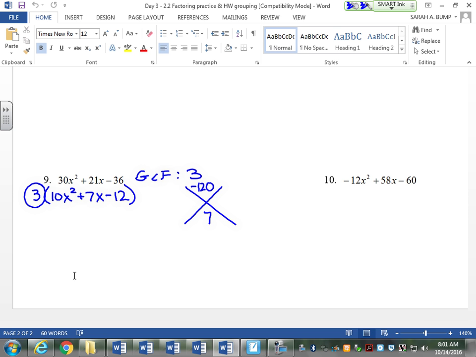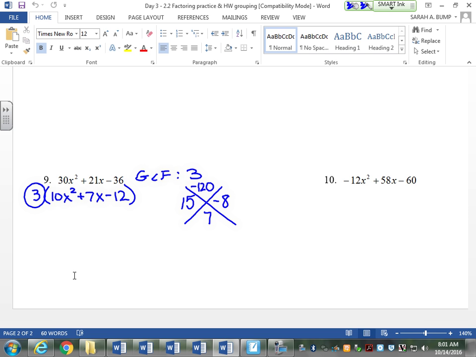So just like the first problem, 120 would have a lot of factors. So you would do 120 divided by 2, 120 divided by 3, 120 divided by 4, until you find a pair that adds up to 7. So the winning pair on this is going to be 15 and 8. In order to get a positive 7, we're going to have a positive 15 and a negative 8. 15 times negative 8 is negative 120, and 15 minus 8 is positive 7.